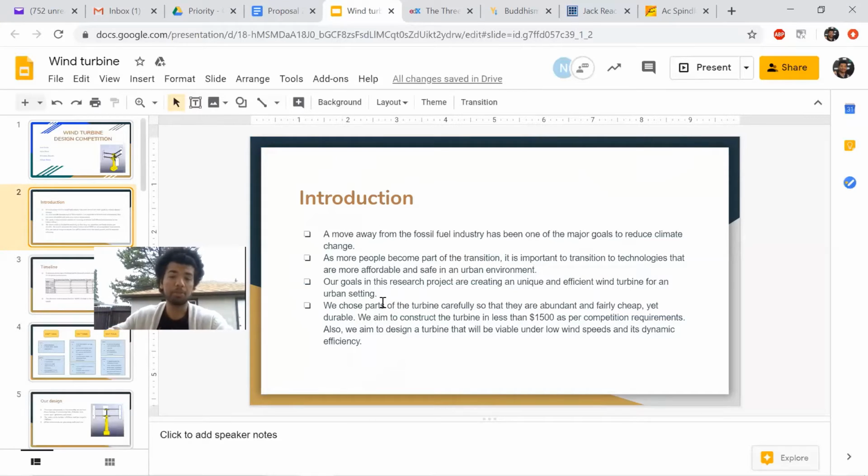We carefully chose parts of the turbine so that we minimize the cost at every location. For example, we had to look around at many suppliers and consider many parts that could be included, but if it costs too much, we have to figure out if it is a worthy item to go inside the turbine and if it really has a substantial effect. Our entire turbine would cost less than 1,500 as per competition requirements, and it will also be able to perform in low wind speeds and be dynamically efficient.